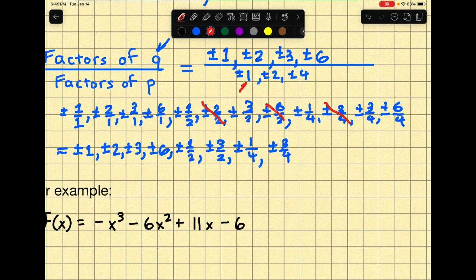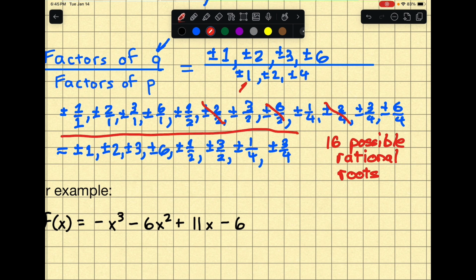Because all of those are plus or minus, we actually have 16 possible rational roots. That means if we ever tried to find the roots of that polynomial, they have to come from this list. Now that seems kind of trivial right now. You might be thinking, well, how is that any good to us? Well, it will come in very handy in the next lesson where we're going to start factoring polynomials.